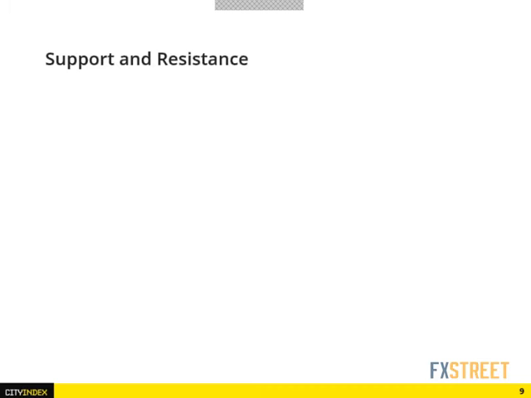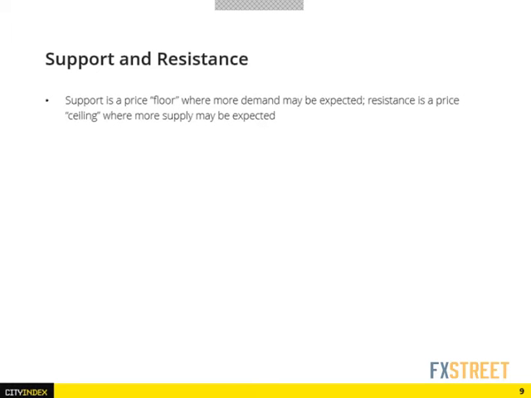So number one is trend. Number two, support and resistance. I know you all know what support and resistance is. But support is a price floor, and resistance is a price ceiling. That's all it is. Price floor is where demand may be expected. Resistance is a price ceiling where more supply may be expected.